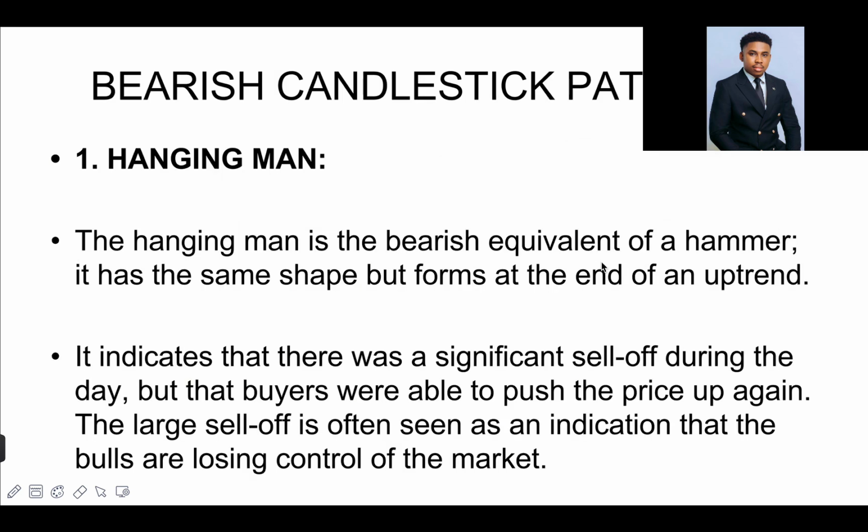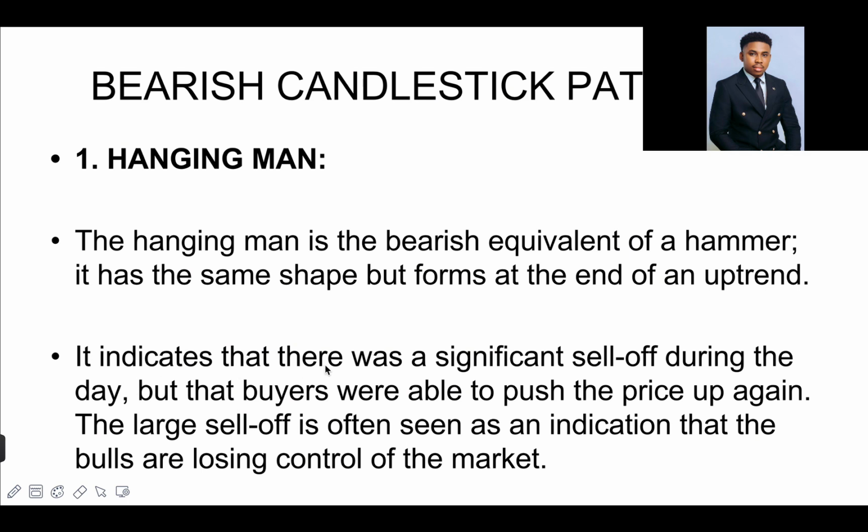So we're going to talk about bearish candlestick patterns now, and the first one we have on our list is the hanging man. The hanging man is a bearish equivalent of a hammer. It has the same shape but forms at the end of an uptrend. So remember when we talked about the hammer, the hanging man is basically just the opposite of a hammer, because the hammer is a reversal pattern from a bearish trend to a bullish trend, or you can say from a downtrend to an uptrend.